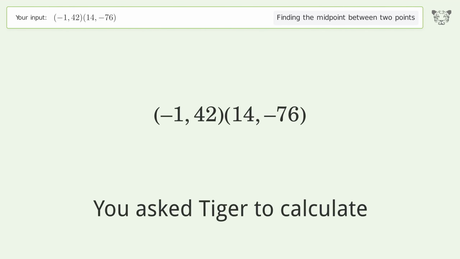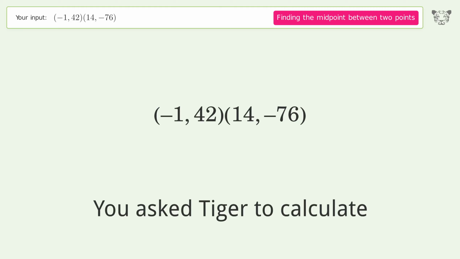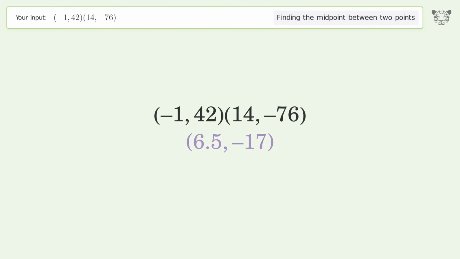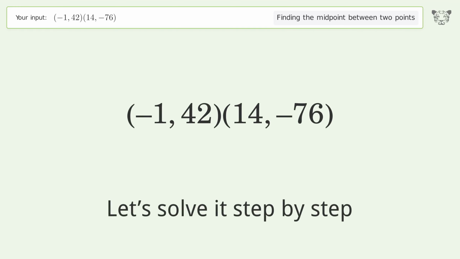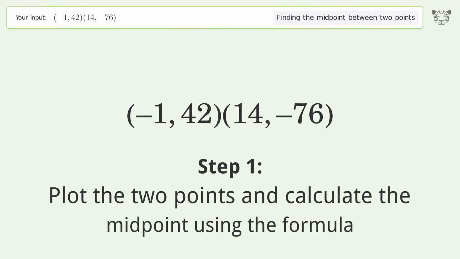You ask Tiger to calculate. This deals with finding the midpoint between 2 points. The midpoint between the 2 points is 6.5, -17. Let's solve it step by step. Plot the 2 points and calculate the midpoint using the formula.